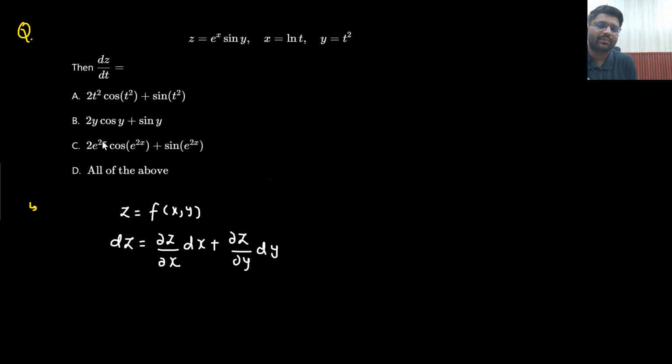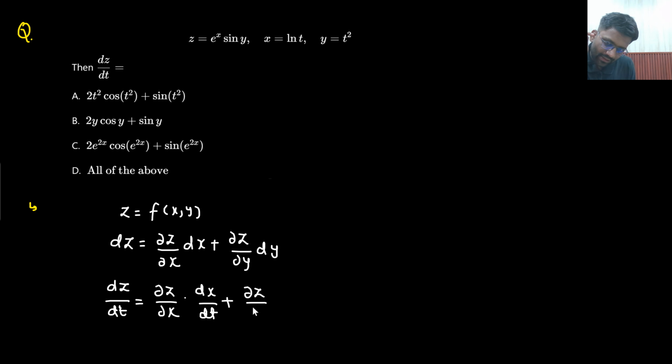What do I need to find out? dz by dt. So divide by dt on both sides: dz by dt equals del z by del x dot dx by dt plus del z by del y dot dy by dt. That's it. This is the equation that I have got. Now what am I supposed to find out? I am supposed to find out the values of del z by del x, dx by dt. All these things I can find out.